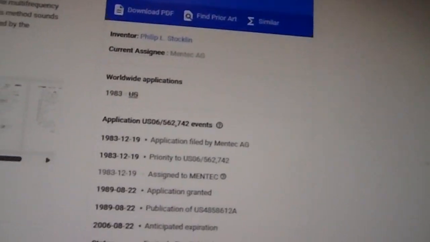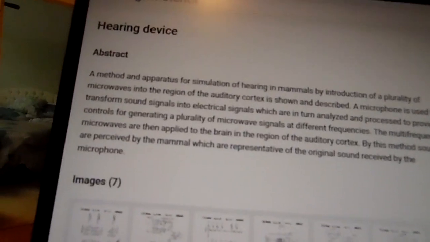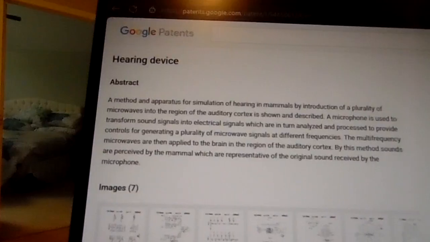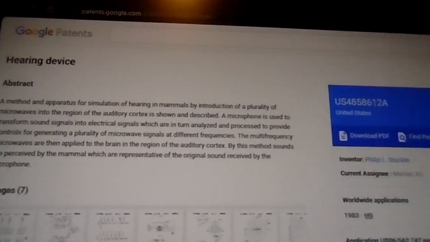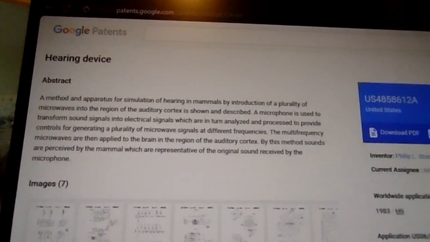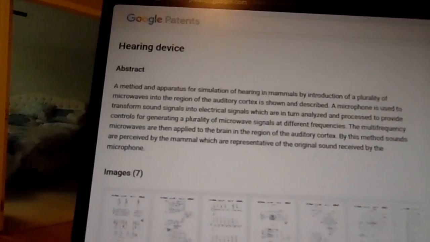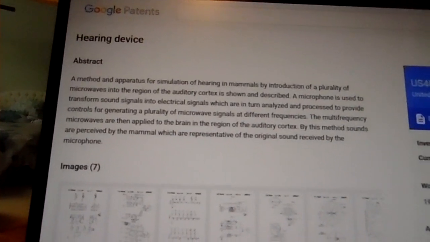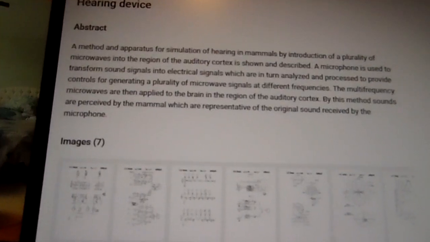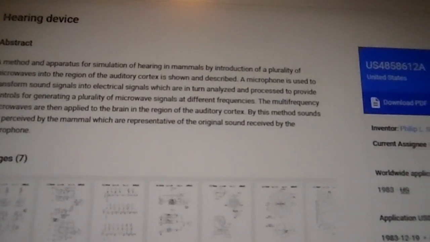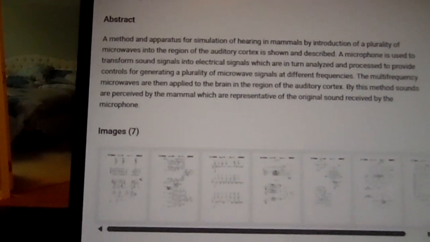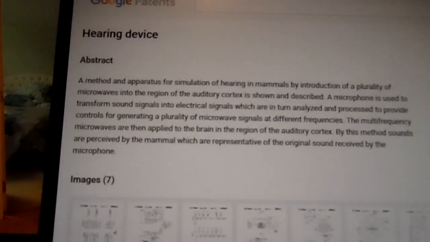This is Stockton. This is voice to skull. Stimulation of hearing in mammals by introduction of a plurality of microwaves into the region of the auditory cortex is shown and described. A microphone is used to transform sound signals into electrical signals, which are then in turn analyzed and processed to provide controls for generating a plurality of microwave signals at different frequencies. The multi-frequency microwaves are then applied to the brain in the region of the auditory cortex. By this method, sounds are perceived by the mammal, which are representative of the original sound received by the microphone.